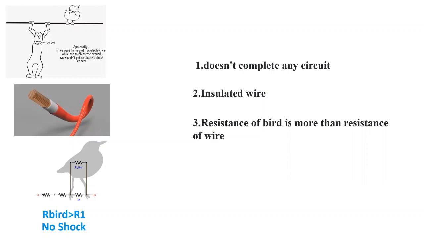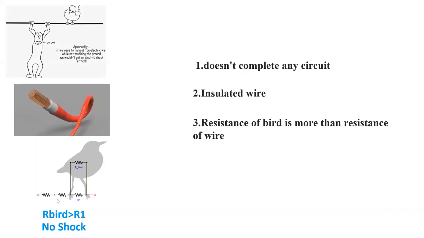The second reason is if there is insulation on the wire. If the wire where the bird is hanging is an insulated wire, then there is no effect on it. So that is another reason the bird does not get shocked. And the third reason is a bit curious to watch. See here, there is a way for the bird to pass, right? The current can pass through this leg and then complete its path flowing that way. But we know that the current always follows the lowest resistance path. So that is one more reason.